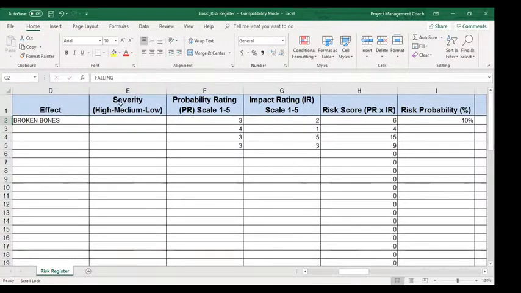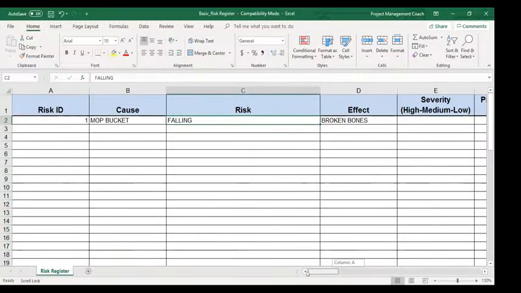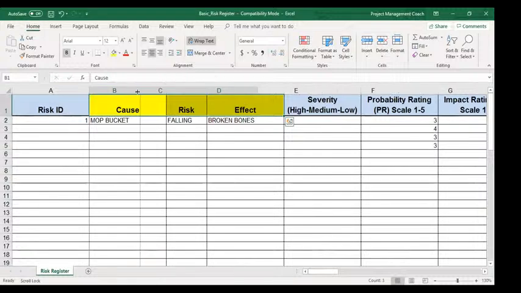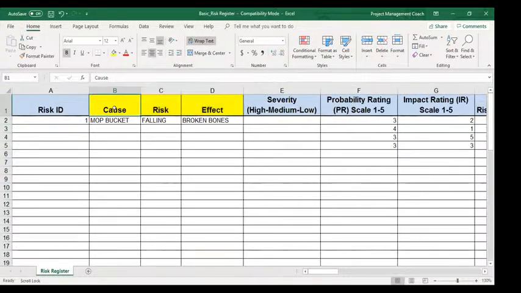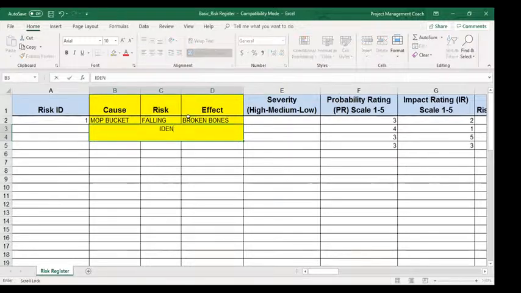The next thing that we have here is going into the qualitative risk analysis. So when you are doing your cause, risk, and effect, I'll just make it yellow. This is really your identify risks right here. In the PMI's model, cause, risk, and effect is identify. All of this is identify risks. So when you think of identify risks, you've got to think of cause, risk, and effect.